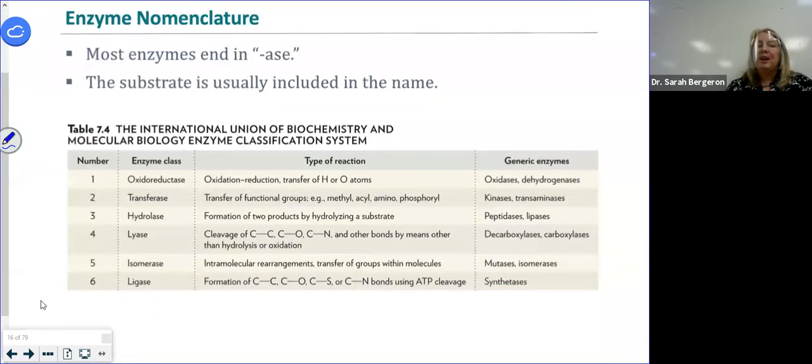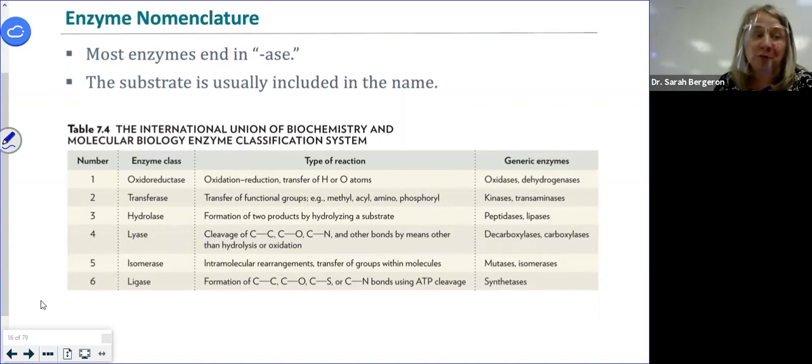But here's our generic enzyme nomenclature. Most enzymes are going to end in ASE. If you see it end in ASE, it's an enzyme. And then usually we include the substrate name. And a lot of times we say what class of enzyme it is in the name, right? So hexokinase, we have the substrate, what is it doing? It's a kinase, so it's adding a phosphoryl group, and then it's an ASE, so we know it's an enzyme. So if you look at the name, you should be able to predict what's going on.